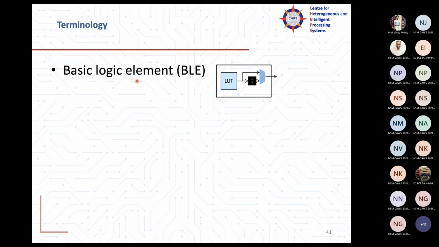And what does it look like internally? You have a lookup table and a flip-flop which are connected so that you can map any logic, any function onto the lookup table. And if it has to be synchronized, you can use the flip-flop. So you have a choice of using it asynchronously or synchronously, combinatorially or sequentially. That multiplexer there is programmable again to allow you to maybe combine multiple lookup tables or restrict the critical path of your design through the use of the flip-flop. So that's your basic logic element.